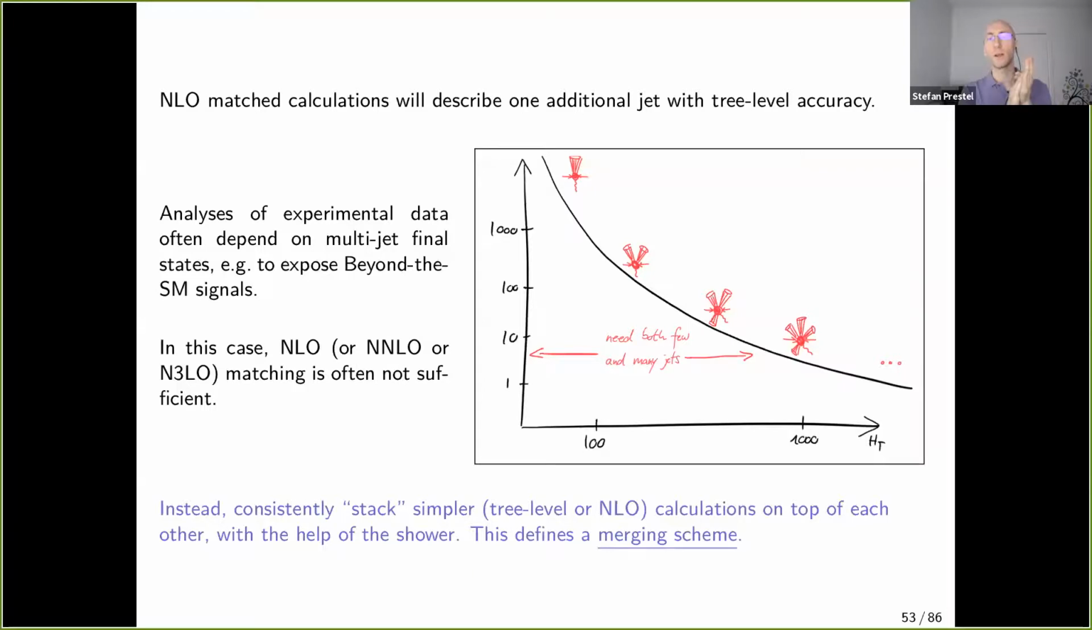Next-to-leading order calculations can do that only for, say, small values of this transverse hardness. You need something else. And the trick is to instead consider stacking simple, let's say tree level or next-to-leading order calculations on top of each other. So having a tree level calculation for 1 jet, for 2 jets, for 3 jets, for 4 jets, and so on, and stacking them on top of each other, using, in order to make the whole thing consistent, a bit of knowledge of the parton shower. This is what defines a merging scheme, a multi-jet merging scheme.